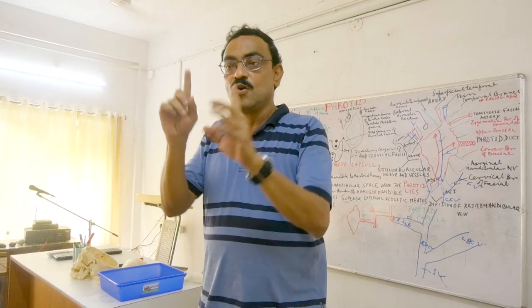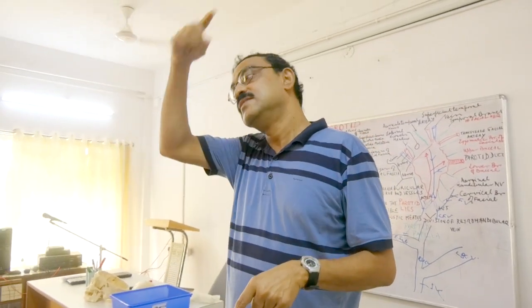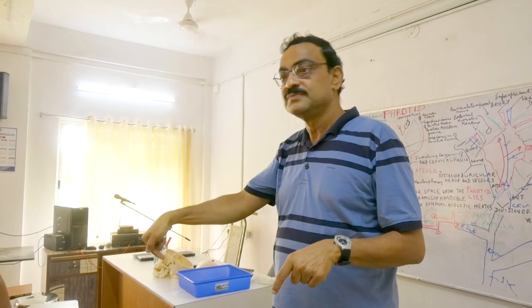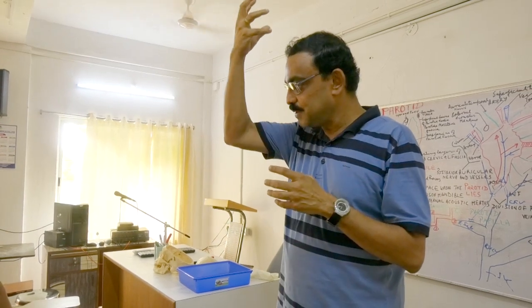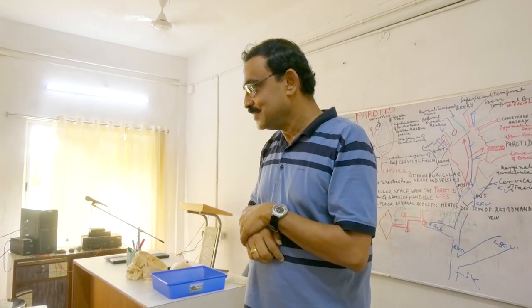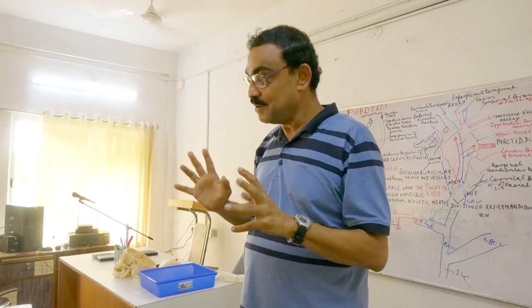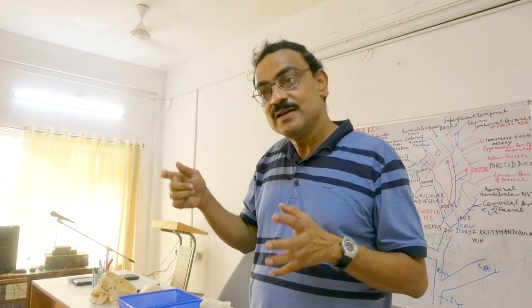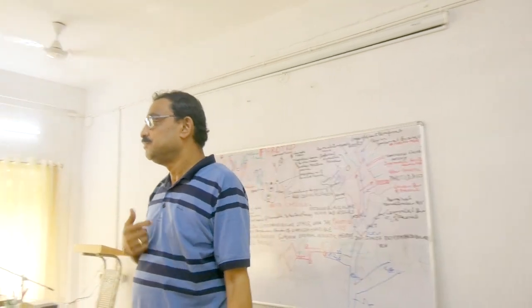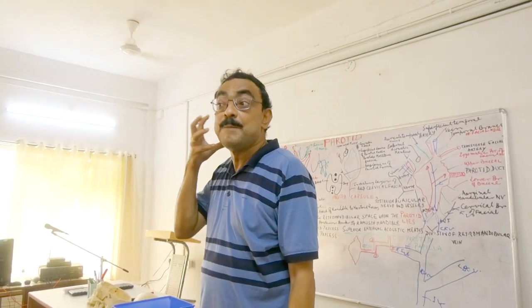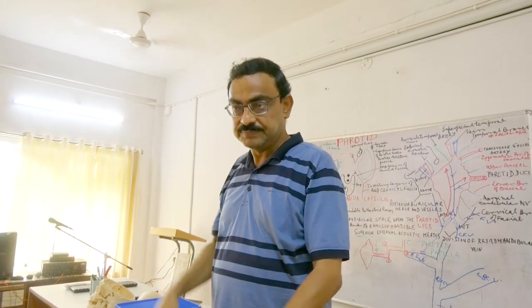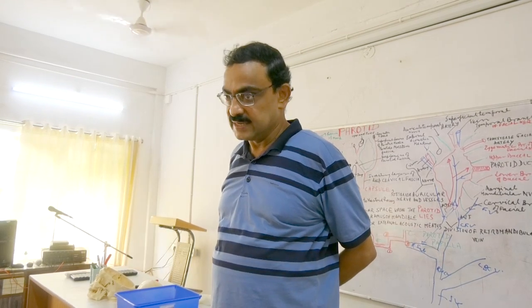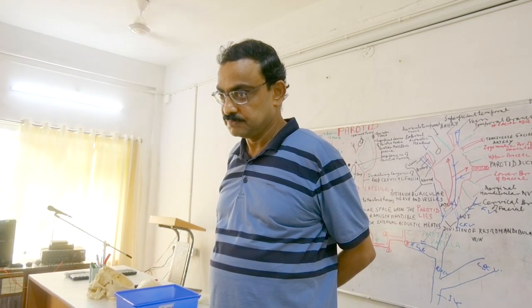So, inferior salivatory nucleus, glossopharyngeal nerve, tympanic branch, lesser superficial petrosal nerve, otic ganglia, then postganglionic fiber along the auriculotemporal nerve, and we reach the gland. So parasympathetic is the secretomotor. So it will cause secretion, motor action and secretion. Okay?